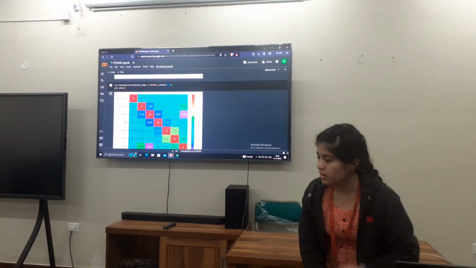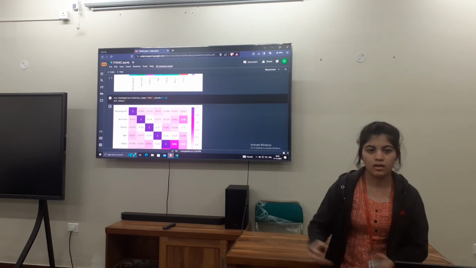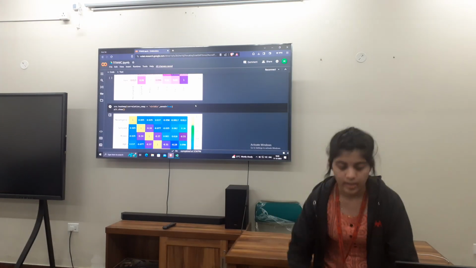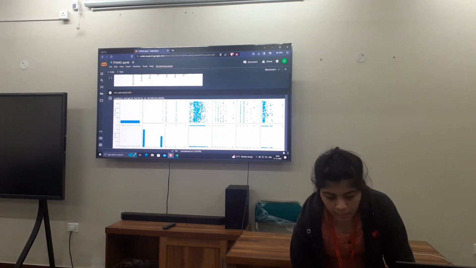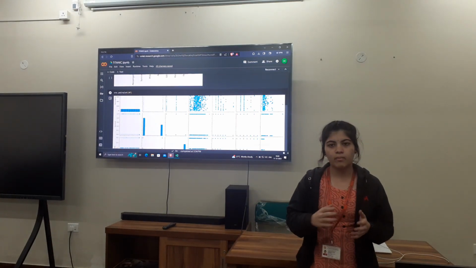So one was rainbow, and the next one I have used is RdPu, which is a red color palette, and then next is Viridis. I have also used Viridis, and then pair plot. Pair plot represents the relationship between two or more variables.